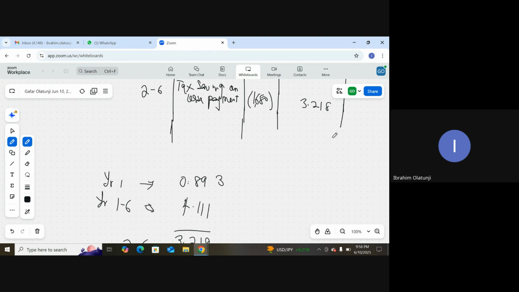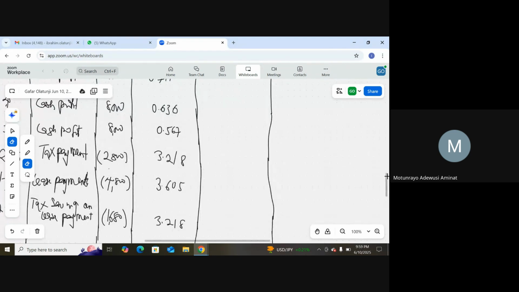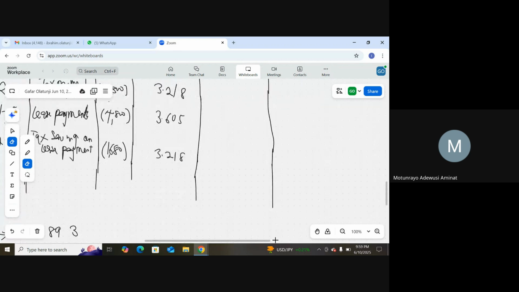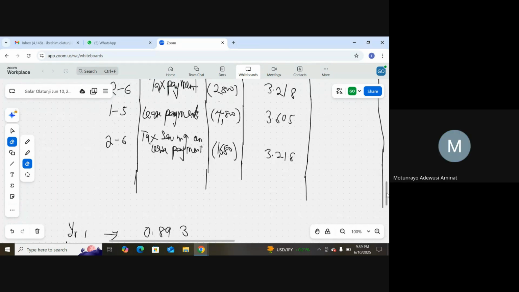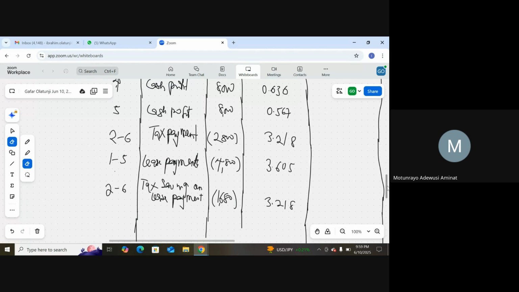Any question, please? Which part? This 2 to 6. 3.2. Can we move on? Yes, please.